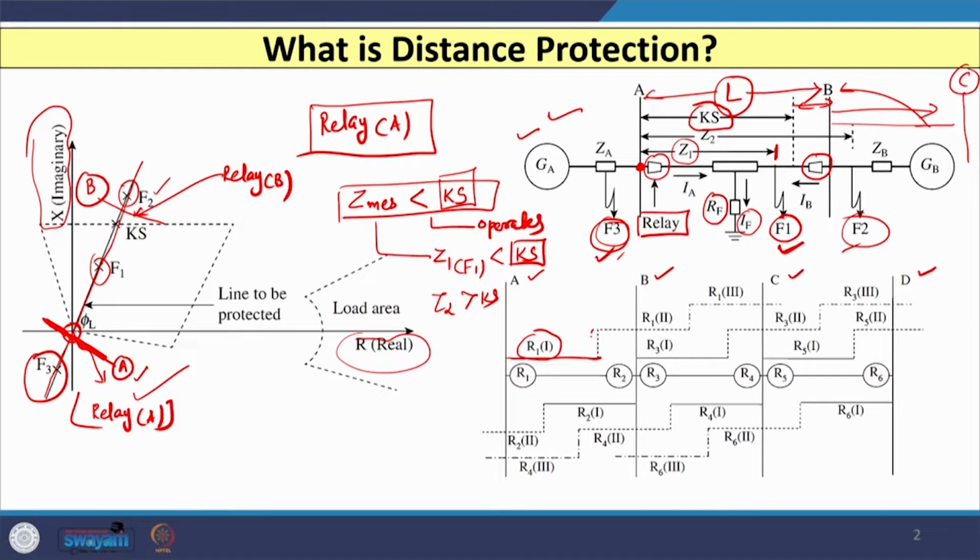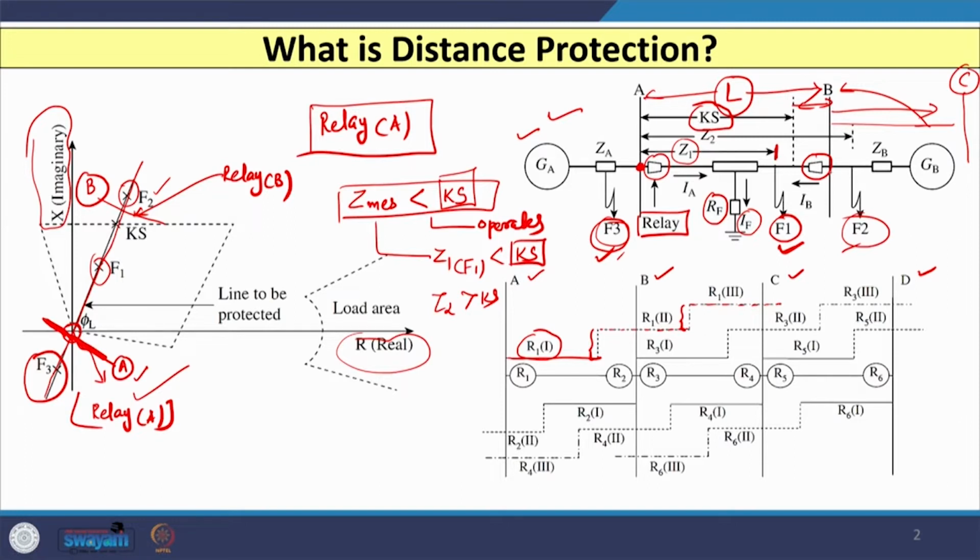Then we have a time delay, and then again we have the second zone reach that will go up to 50% of the adjacent line. Again we have another time delay and then the third zone will go beyond this substation C. So, this is the 3 zone characteristic of the distance relay located at substation A indicated by R1.